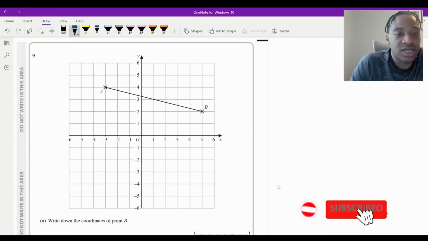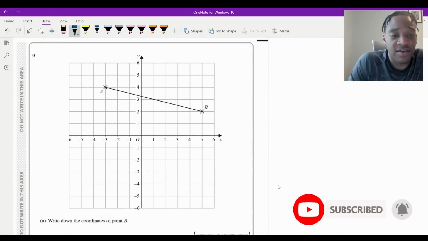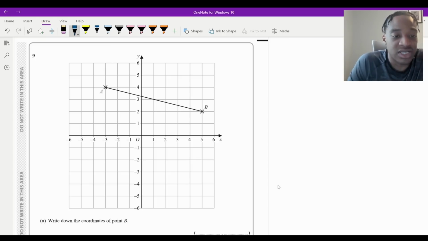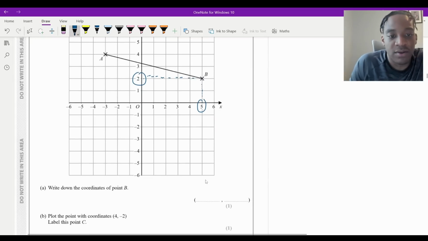Okay, so question 9 says, we've got a graph given to us, and we've got two points A and B, and a line in between. Part A says we need to write down the coordinates of point B. Well, point B is right here. Along the x-axis that's going to be a 5, and along the y-axis that's going to be a 2. So the coordinate of point B is x equals 5 and y equals 2. Remember, x goes first, y goes second.